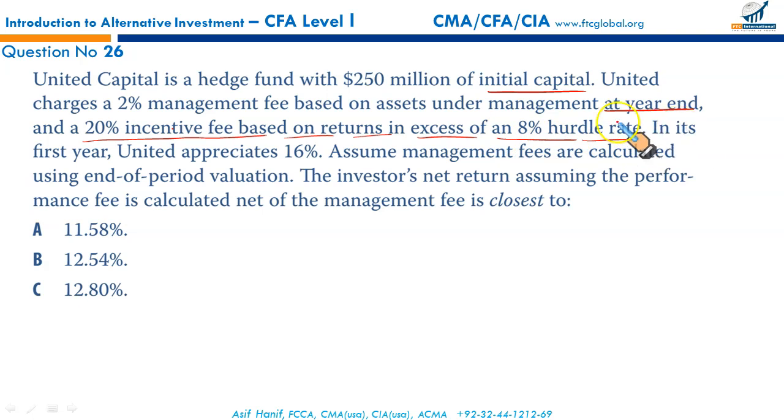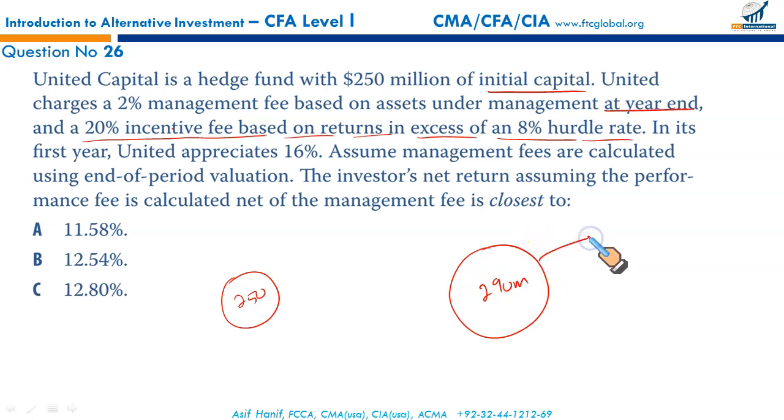In its first year, United appreciates 16%. Now, this is the situation. This is the original investment at the start of the period, and it grew by 16%, which means at the end the valuation is 250 times 1.16. That gives you 290 million. Now, the first thing is that we have to pay a 2% management fee on 290, which will be equal to 5.8 million.